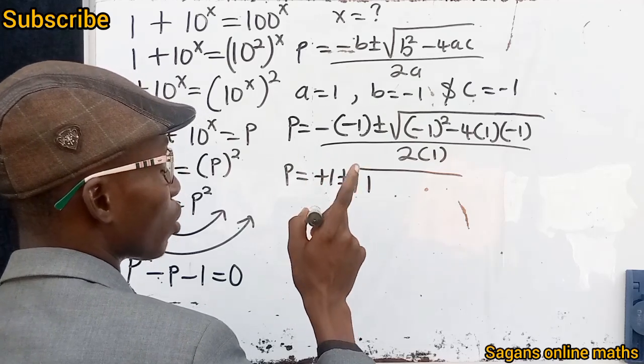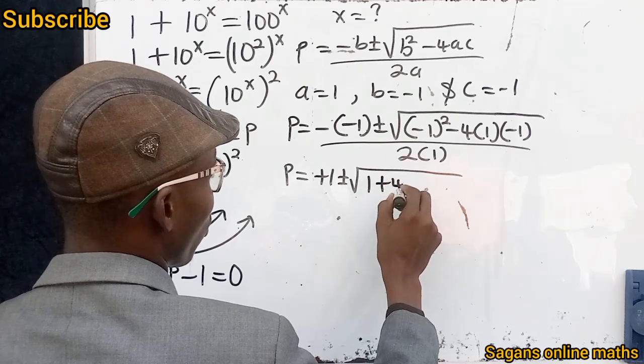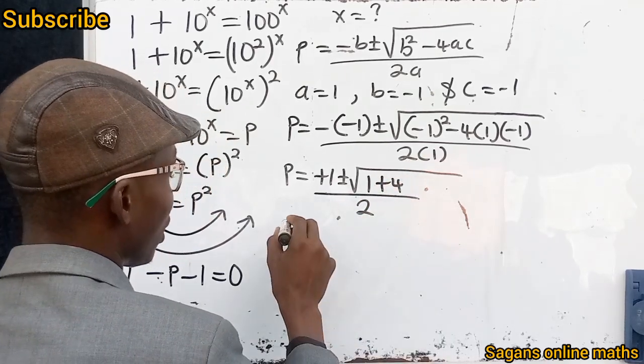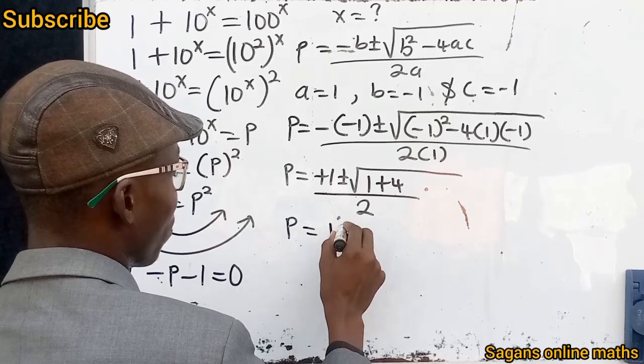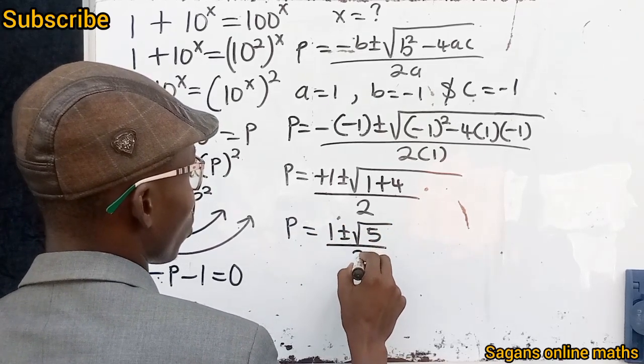Minus 4 times 1 is what? 4, because minus times minus is positive. So here we have 1 plus 4, divided by 2, because 2 times 1 is 2. That means our p is equal to 1 plus or minus the square root of 5, divided by 2.